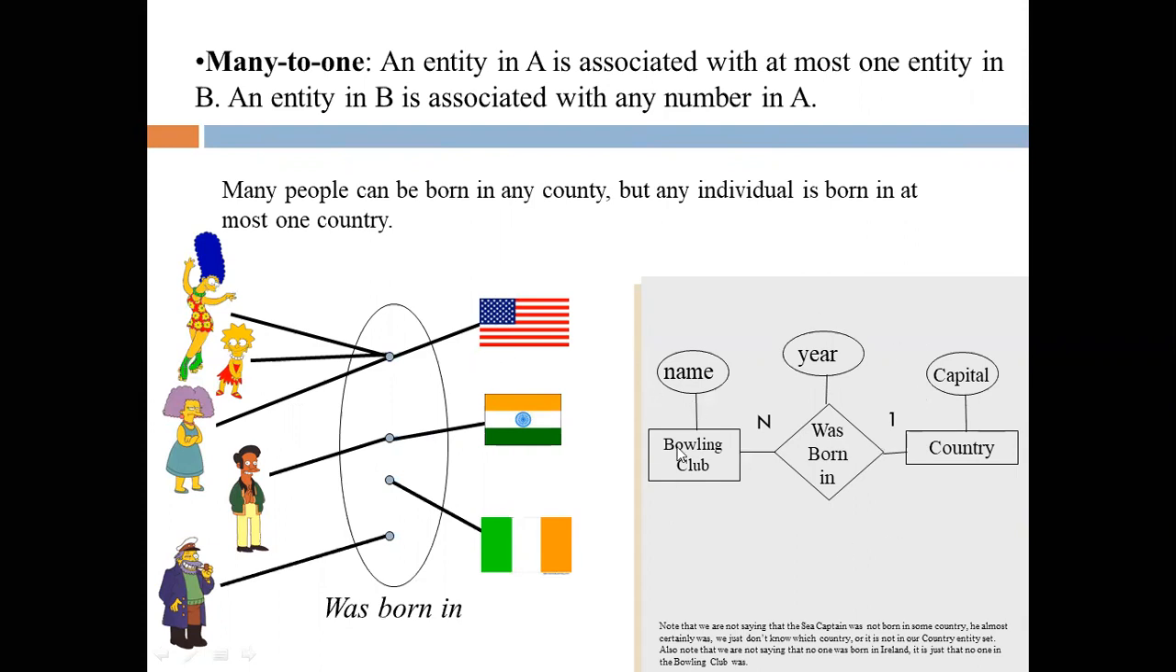An entity in A is associated with at most one entity in B. In the reverse, an entity in B is associated with any number of entities in A.